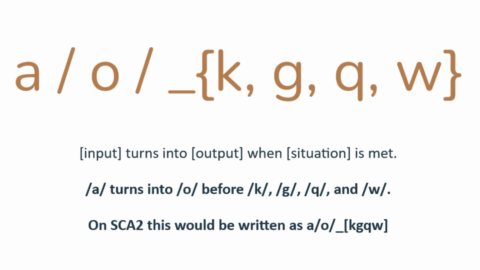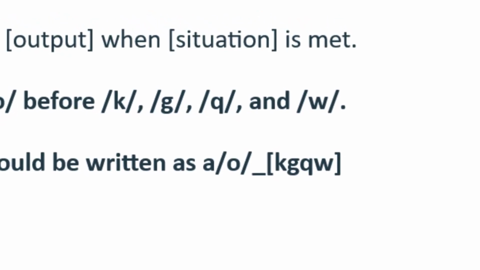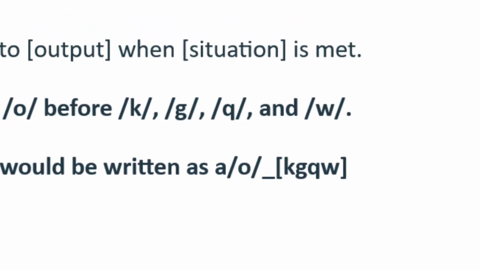Then you have a little bit more specificity in here. Like this one shows that A turns into O before Ka, Ga, Pa, and Wa, right? In linguistics, a lot of the times you're going to write that with the little foldy brackets. I don't know what those things are called. In SCA2, you can use the square brackets for that.